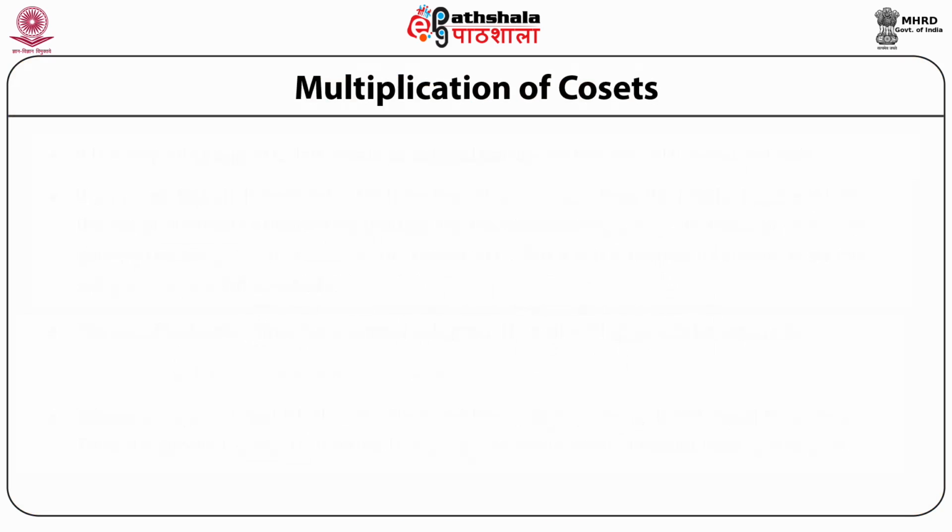Now, if a group has no non-trivial subgroup, what are the trivial subgroups? Trivial subgroups are the identity and the full group G itself. So, if a group does not have any other subgroup apart from the identity and the whole group itself, then the group is called a simple group. We will now discuss multiplication of cosets.